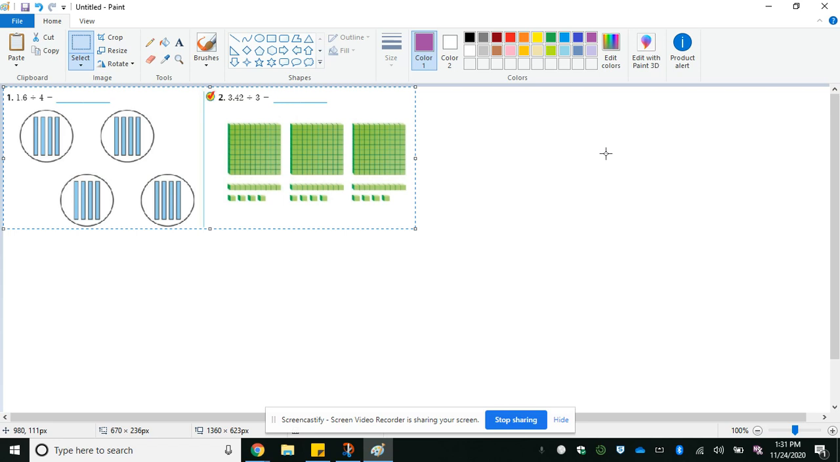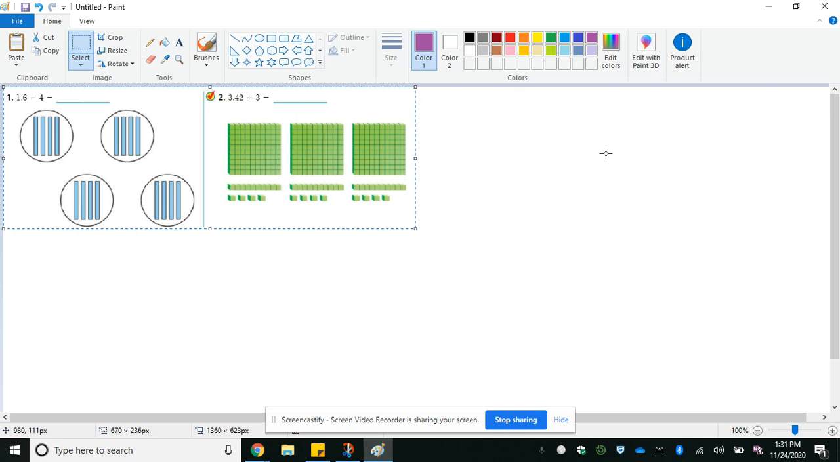Again, I want to bring up the fact that we can divide smaller numbers by bigger numbers. Up until now, that's not something that we have tried to do, but it is possible. So in our first example here, number 1, we have 1 and 6/10 divided by 4.